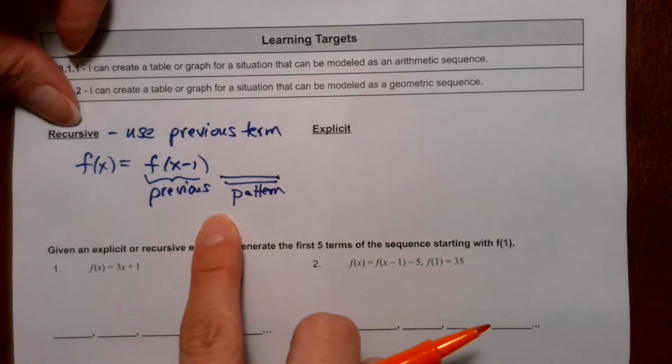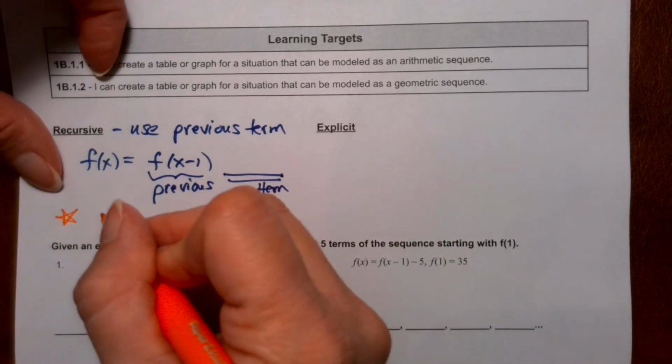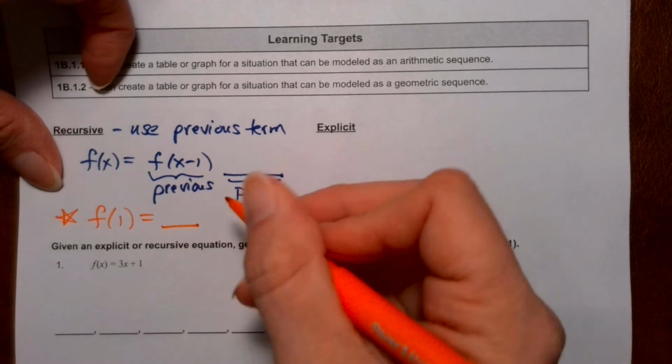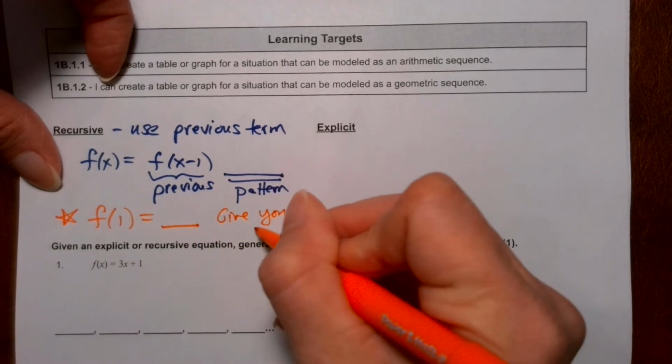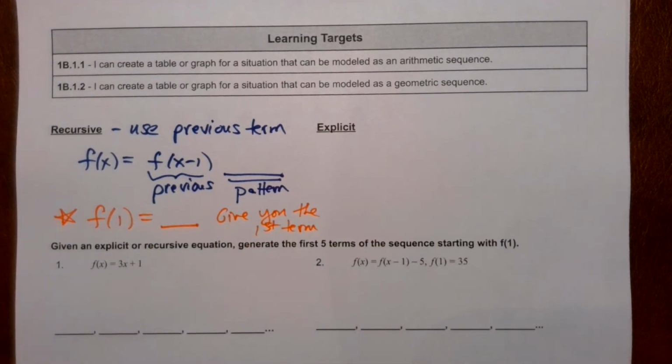Something else that you have to know about recursive is they always give you the starting point. So they'll always tell you f of 1 is equal to something. They give you the first term to get you started, and then you have to find the next term.